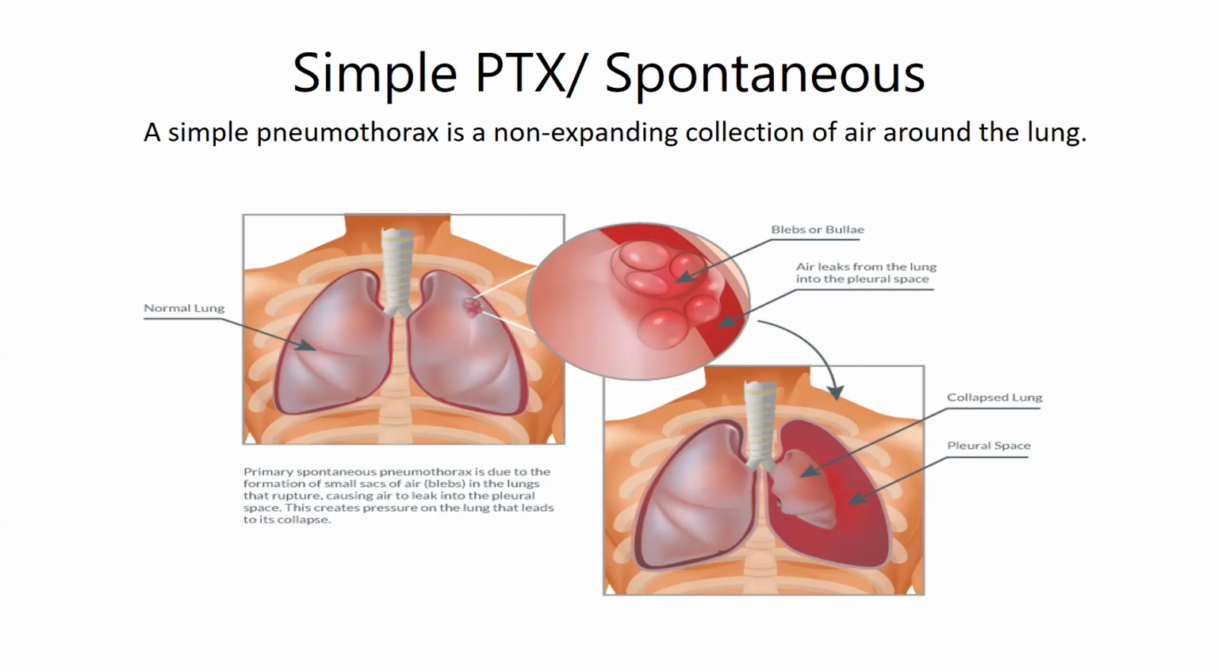Blebs are more common in men, tall and skinny men. They will happen abruptly, with pleuritic chest pain, dyspnea, shortness of breath, tachypnea, tachycardia, and decreased breath sounds where the blebs have popped. So with the signs and symptoms, you're going to monitor them and watch them.